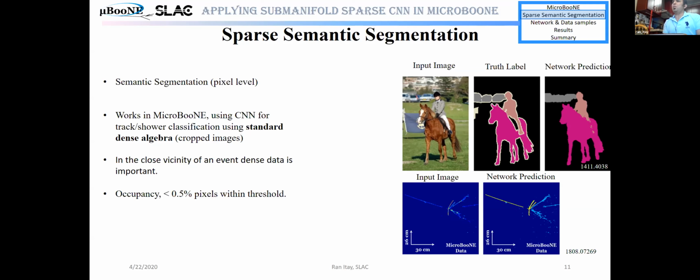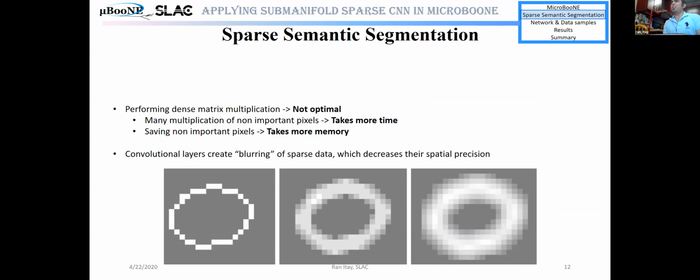However, the occupancy of important pixels in MicroBooNE within our threshold is about 0.5%. So that means we're losing a lot by taking all the data. Performing the dense multiplication is very non-optimal because we are doing many multiplications of non-important pixels, which takes more time. And moreover, we have to save those non-important pixels, which takes more memory.